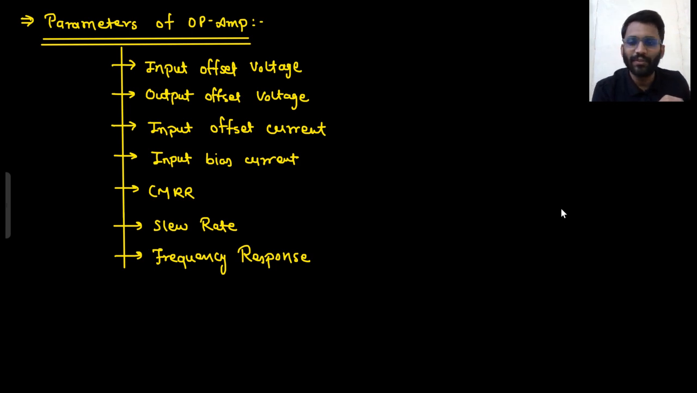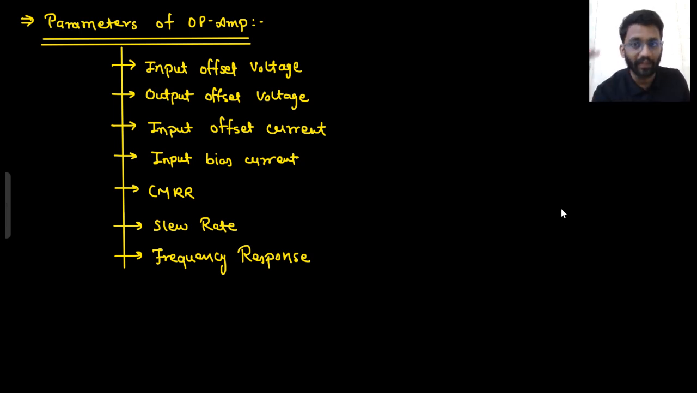Hi everyone. So in this video we are going to discuss different parameters of OpAmp. Till now we haven't considered anything like offset voltage or offset current or CMRR or slew rate or frequency response, nothing like that. We just considered that the OpAmp can have a finite gain, it can have a finite input resistance, it can have a finite output resistance.